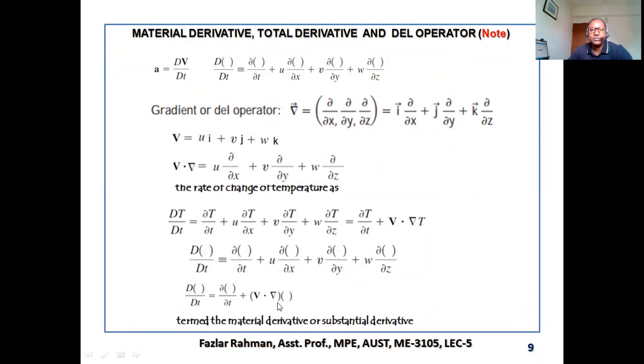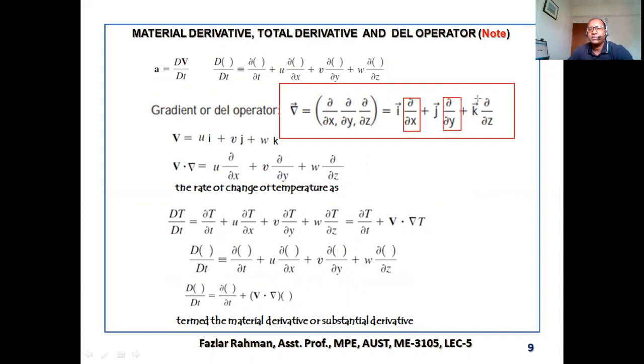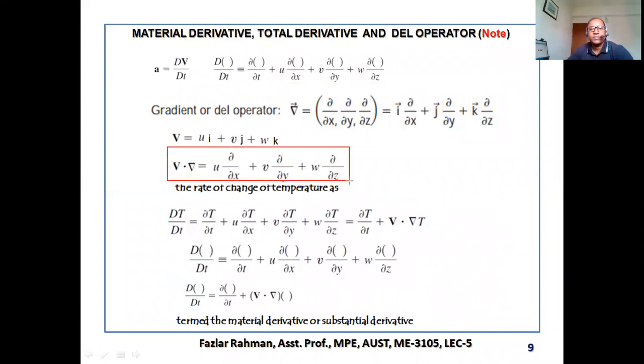Sometimes this is called the del operator. I think you already know it from the mathematics. This is the vector of partial derivatives: the derivative along the x-axis, along the y-axis, along the z-axis, and each derivative has a vector component. And the velocity of a fluid particle has components along three axes, x, y, z. So what will be the dot product? The value of the dot product of del and V will be this one, okay?